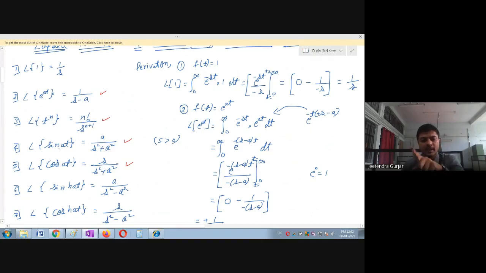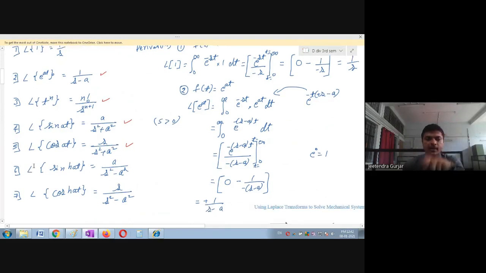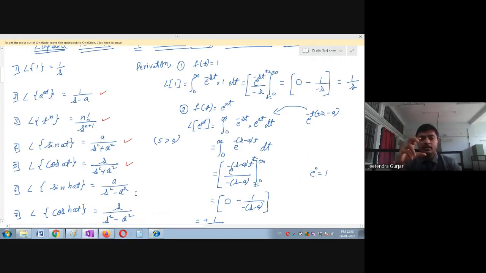Laplace transform of sin at is equal to a upon s square plus a square. Next, we have Laplace transform of cos at is equal to s upon s square plus a square. And then we have Laplace transform of hyperbolic sin at is equal to a upon s square minus a square. And the last formula, Laplace transform of hyperbolic cos at is equal to s upon s square minus a square.